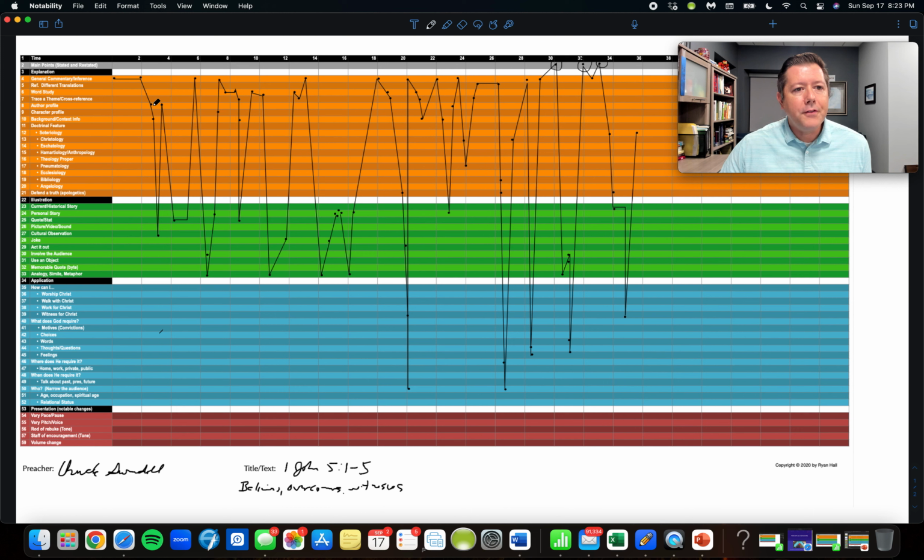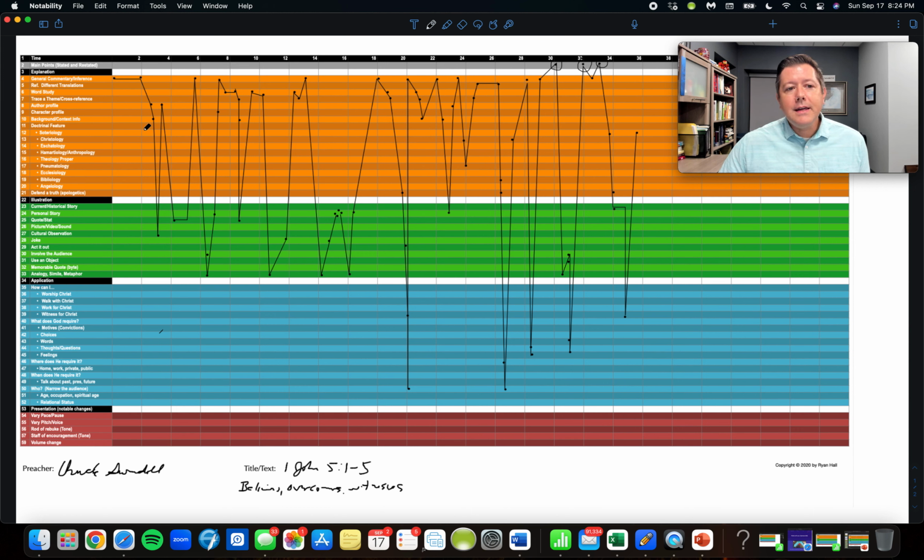He shared an author profile of John, then some background context information, made a cultural observation about our world today, line 27, shared a quote or a stat, that's line 25. Then he jumped back up and just did some more general commentary. Do you see how left to right you can see how the sermon is flowing? Of course, he's a master at explaining the text.